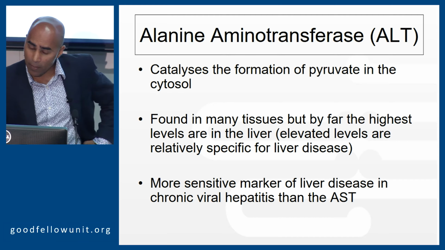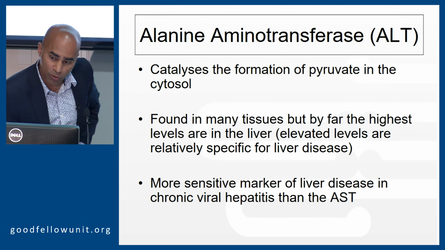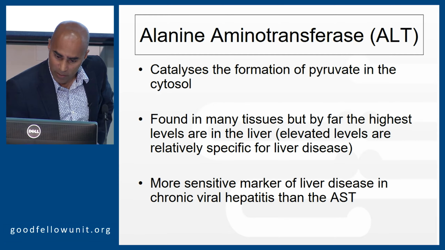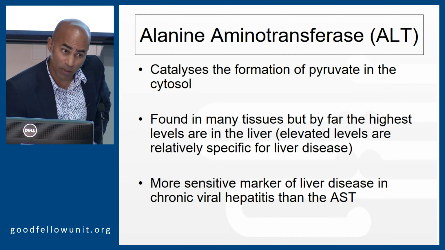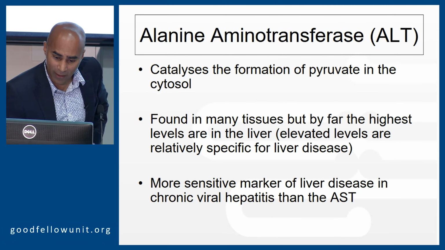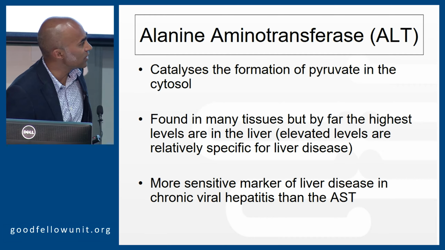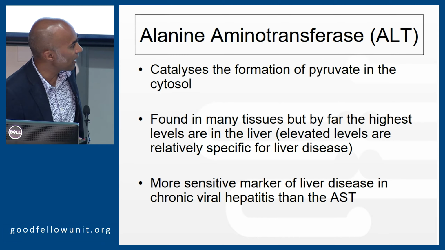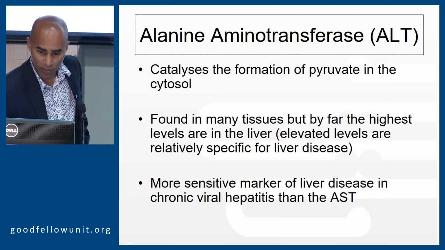The ALT is routinely performed by the laboratory. I'm not going to go into the mechanism too much. It's found in many tissues, but really is predominantly found in the liver. It's fairly specific for liver disease as well, more sensitive than the AST in regards to chronic viral hepatitis.